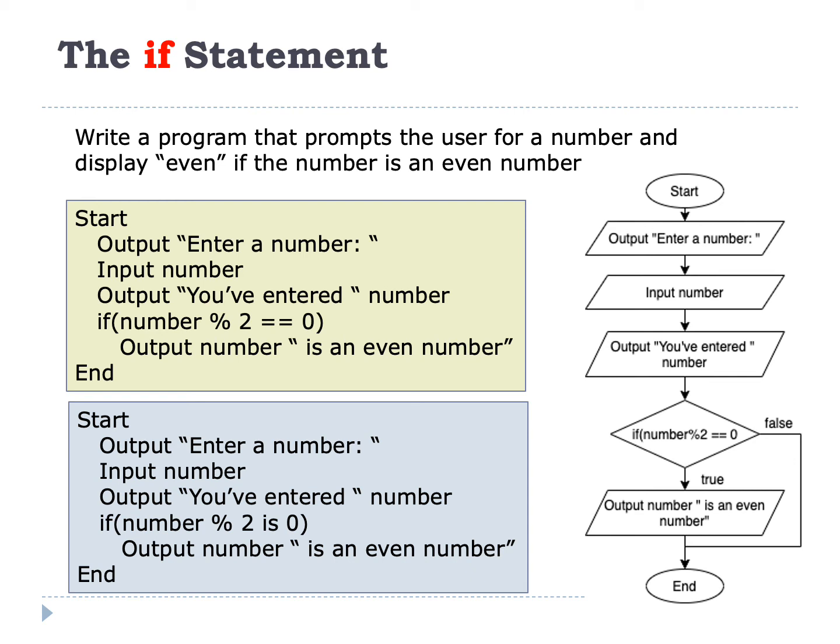Now, how to decide if the number that the user input is an even number or not? Do you still remember modulus that we have learned in the previous topic? We saw before that if we have 2 modulus 2, it will give us 0. 3 modulus 2, it will give us 1. 4 modulus 2 will give us 0. And 5 modulus 2 will give us 1.